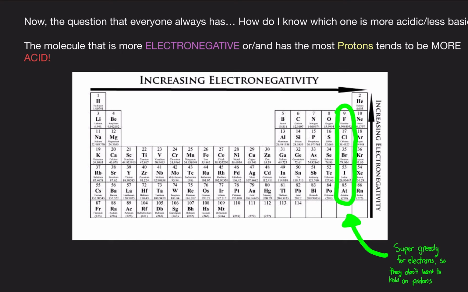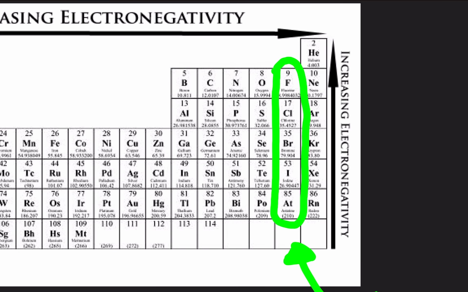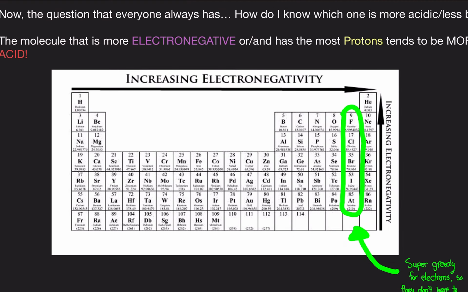When a molecule is more electronegative, it is more acidic. This is something you need to know for the rest of your life. So, this column here that I circled in green is called the halogens. They are super electronegative. So on the periodic table, when you go from left to right, the more right we go on the table, the more electronegative we get. Same thing as the higher we go up on the table, the more electronegative we get.